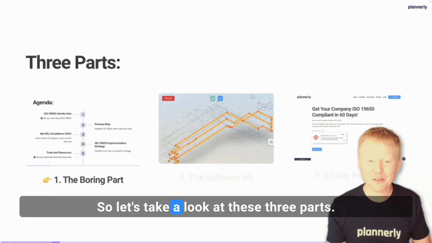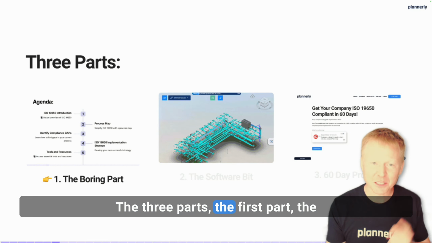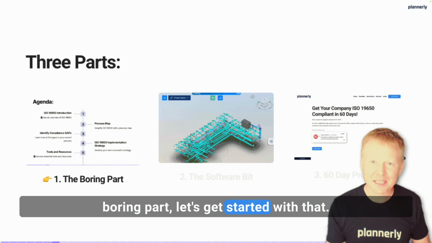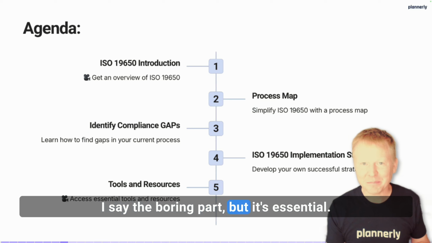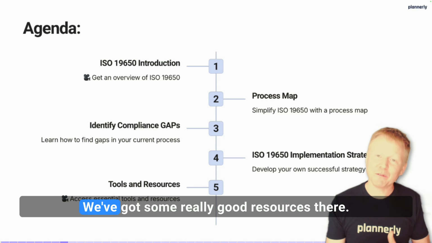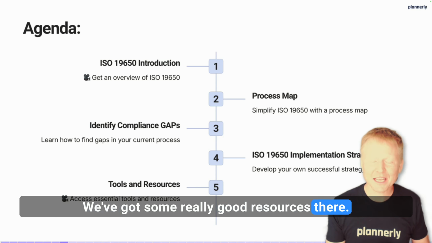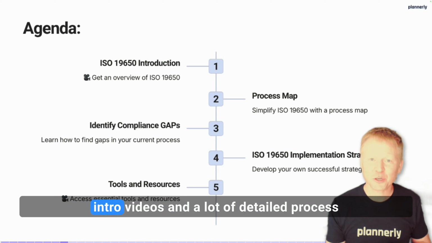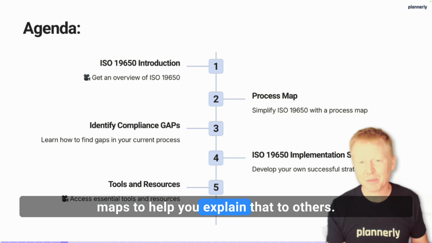So let's take a look at these three parts. The first part, the boring part, let's get started with that. I say the boring part, but it's essential. We need to understand what ISO 19650 is. We've got some really good resources there. We've got some quick intro videos and a lot of detailed process maps to help you explain that to others.